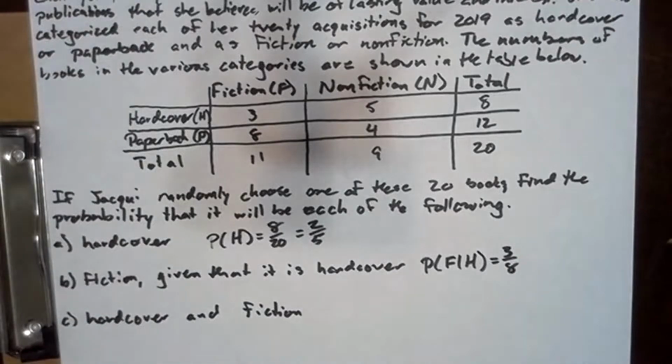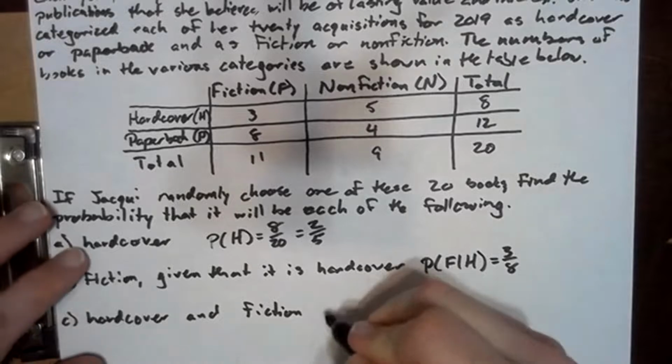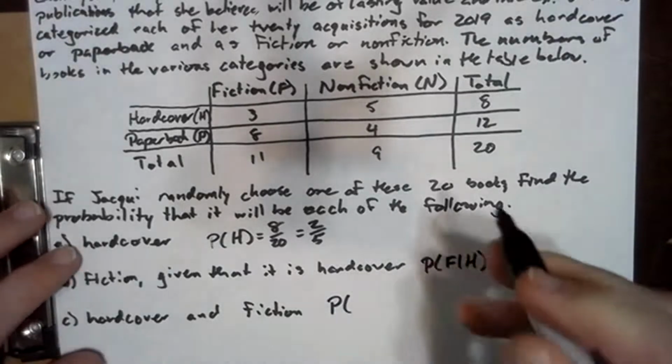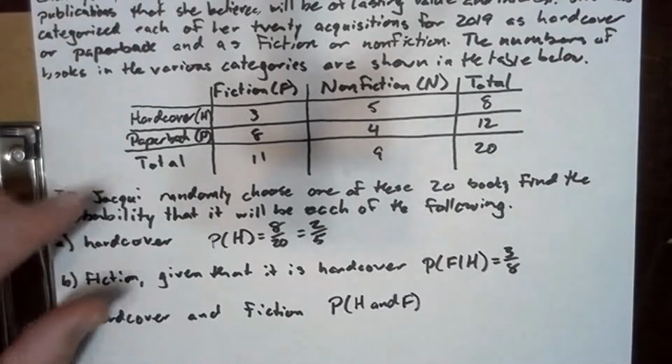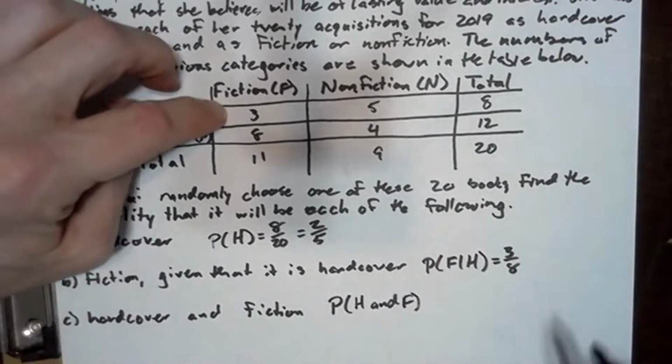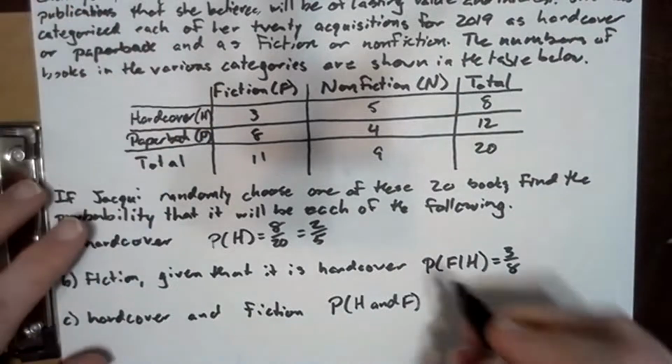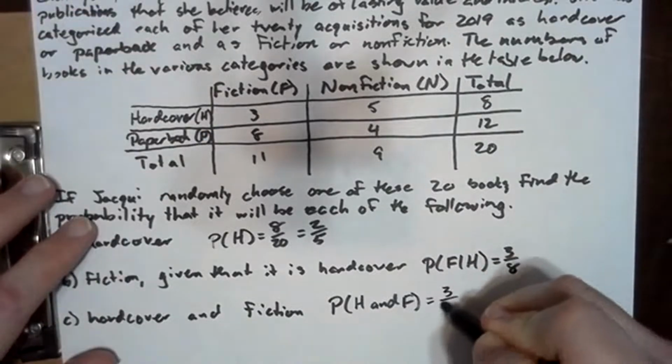The probability that it's hardcover and fiction: there are 3 hardcover fiction books out of a total of 20 books. That's 3/20.